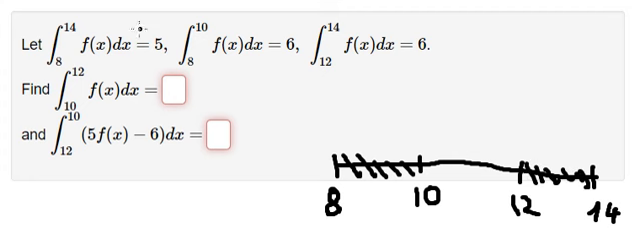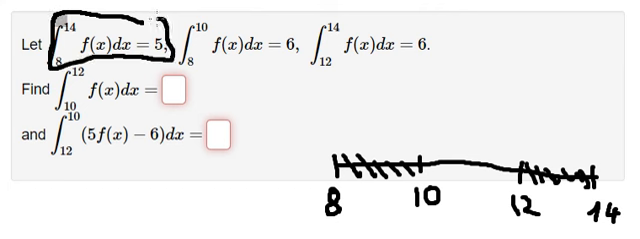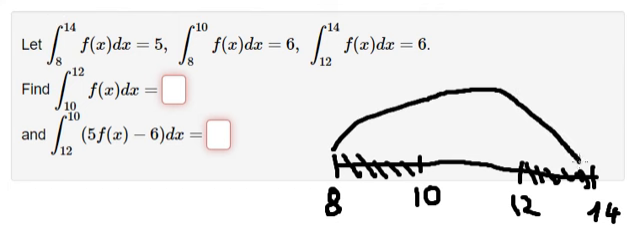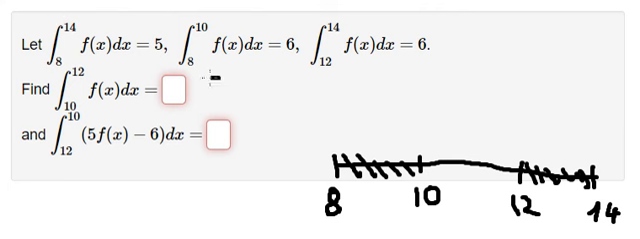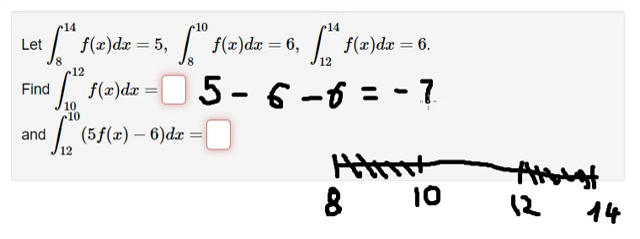So that means we will use this one. That's the whole integration. So we have number 5, and we subtract the integration from number 8 to number 10 and number 12 to number 14. We calculate this one and we have negative number 7, and that's the answer for question number 1.